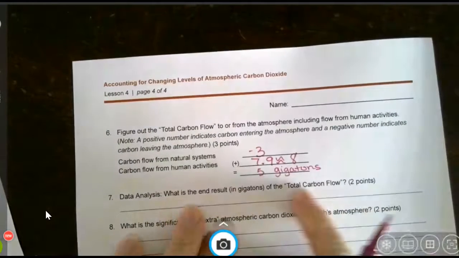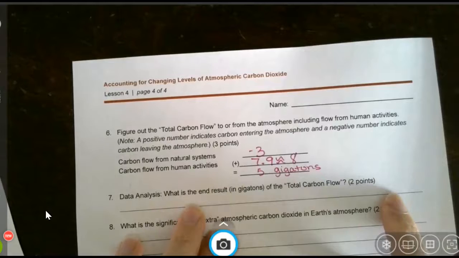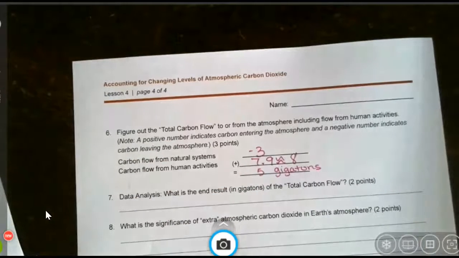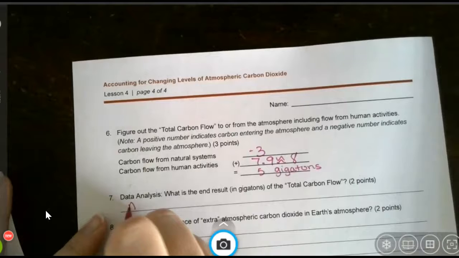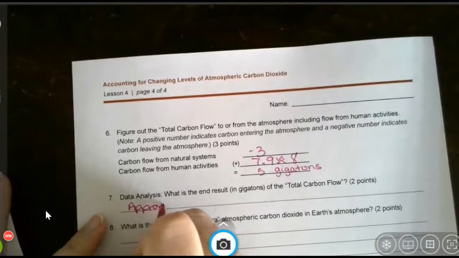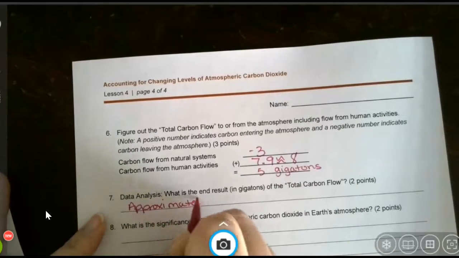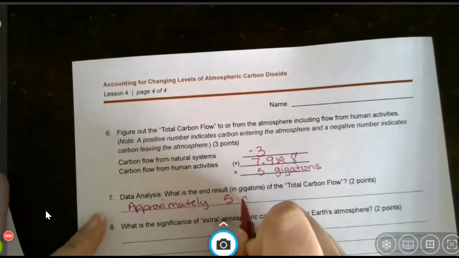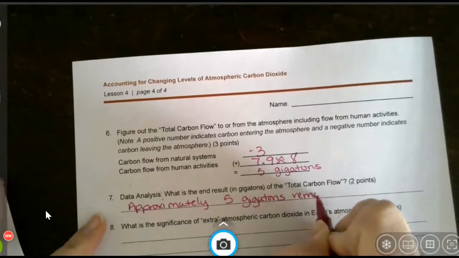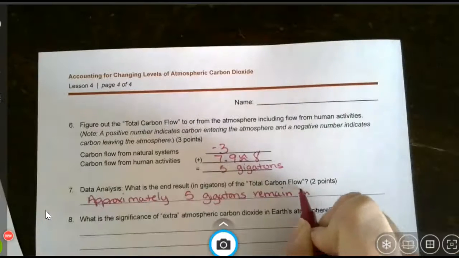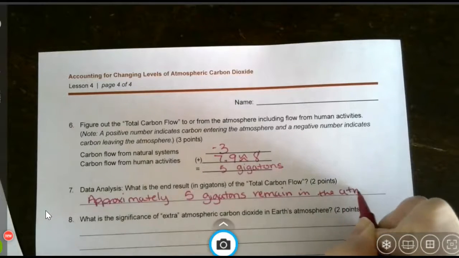What is the end result in gigatons of the total carbon flow? So the net ending result is approximately, if we did round, 5 gigatons remain in the atmosphere.